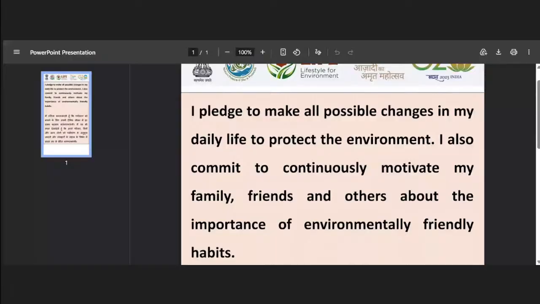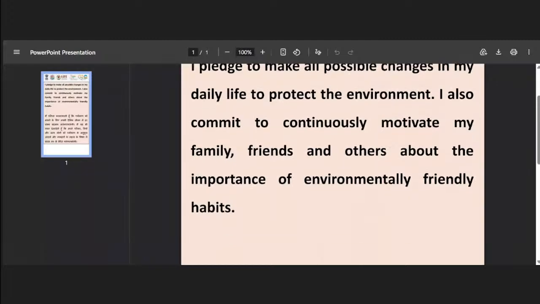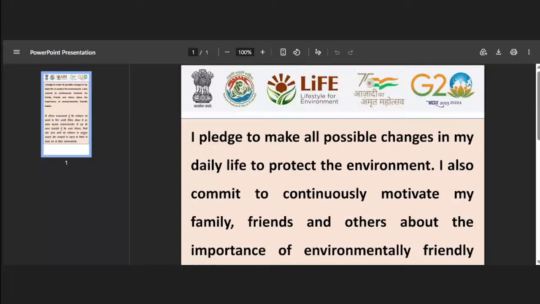I pledge to make all possible changes in my daily life to protect the environment, and I also commit to continuously motivate my family, friends, and others about the importance of environmentally friendly habits. After this, all the participants who are listening to this may share their feedback on YouTube and also reach out to the respective email IDs.